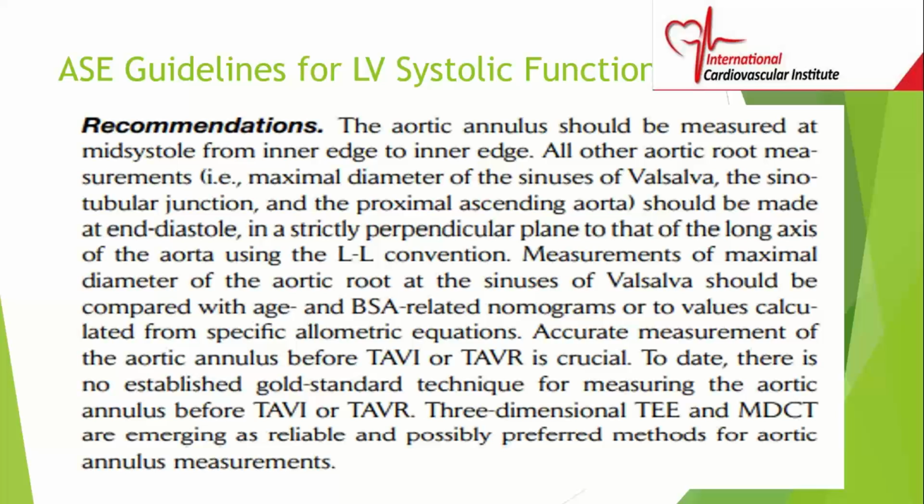So what are the recommendations for looking at the aortic root? The aortic annulus should be measured at mid-systole. And I can see you might get something like this on your test. Again, the annulus should be measured mid-systole from inner edge to inner edge. All the other aortic measures are done in end diastole. So all other aortic root measurements, that's the maximum diameter of the sinus of Valsalva, the sinotubular junction, and the proximal ascending aorta should be made at end diastole.